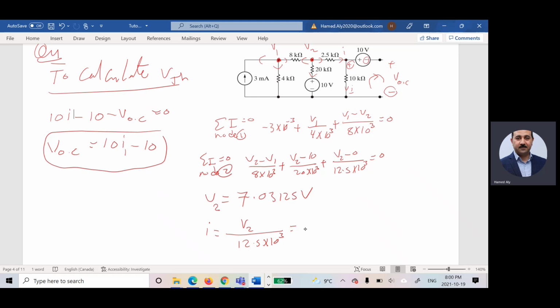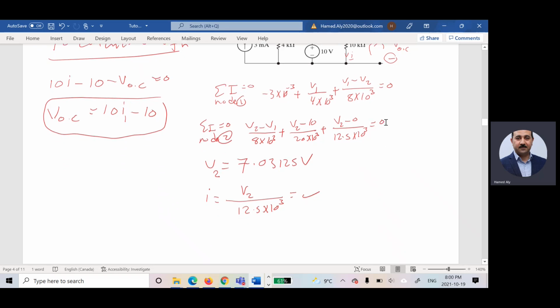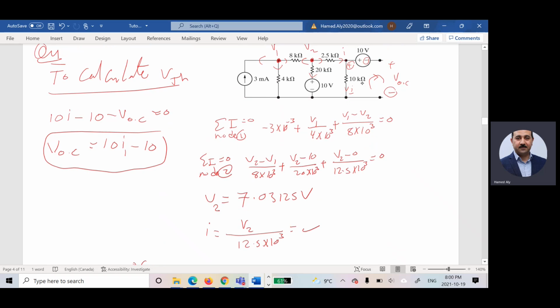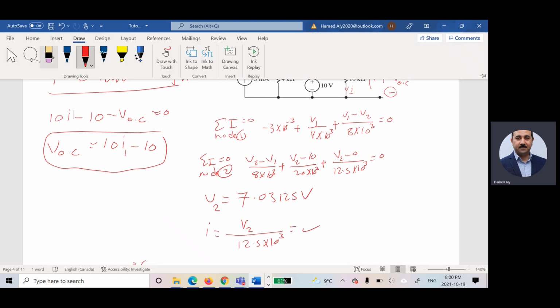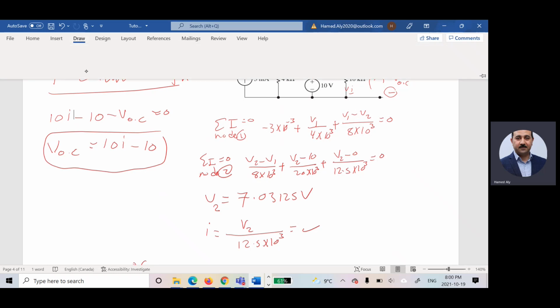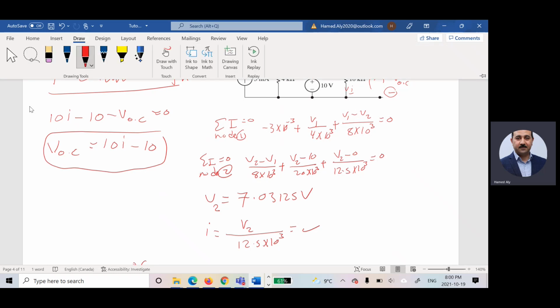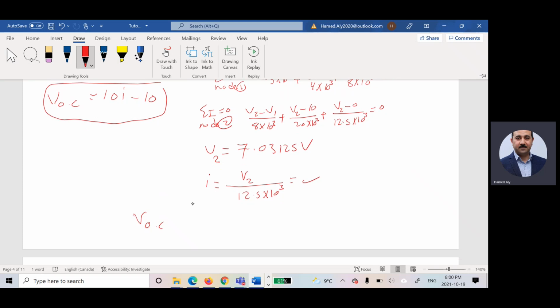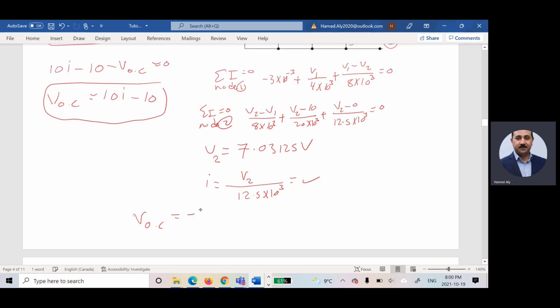I didn't calculate it here because I jumped at that step and I found this voltage by saying that V open circuit, I assume that this is I1. Oh, it's I. Why am I writing here I1? Okay. So based on that, I can say V open circuit is equal to 10I minus 10. If you try to calculate it, it will be equal to negative 4.375 volt. Based on that, V Thevenin should be equal to negative 4.375 volt.